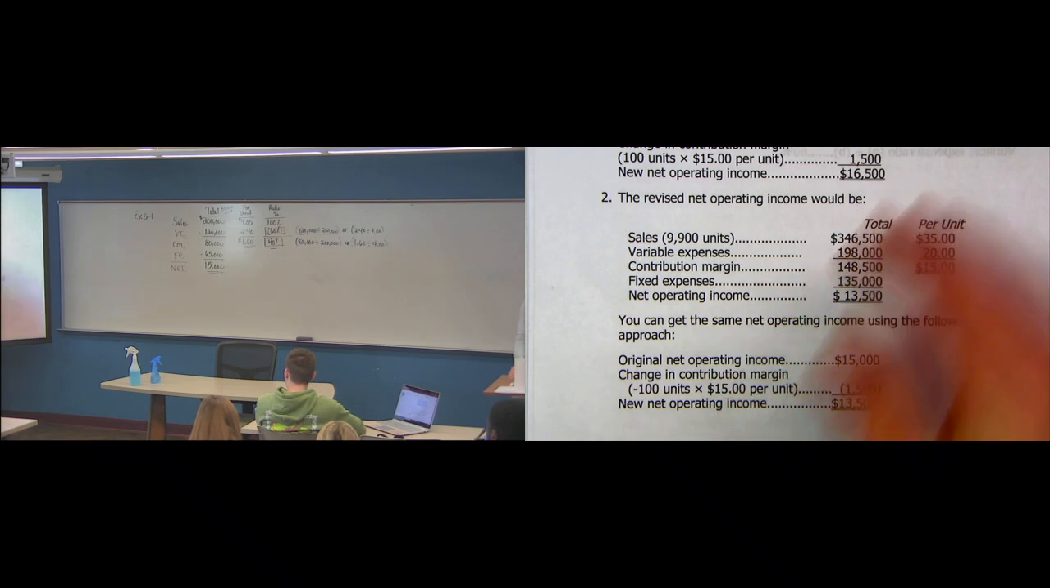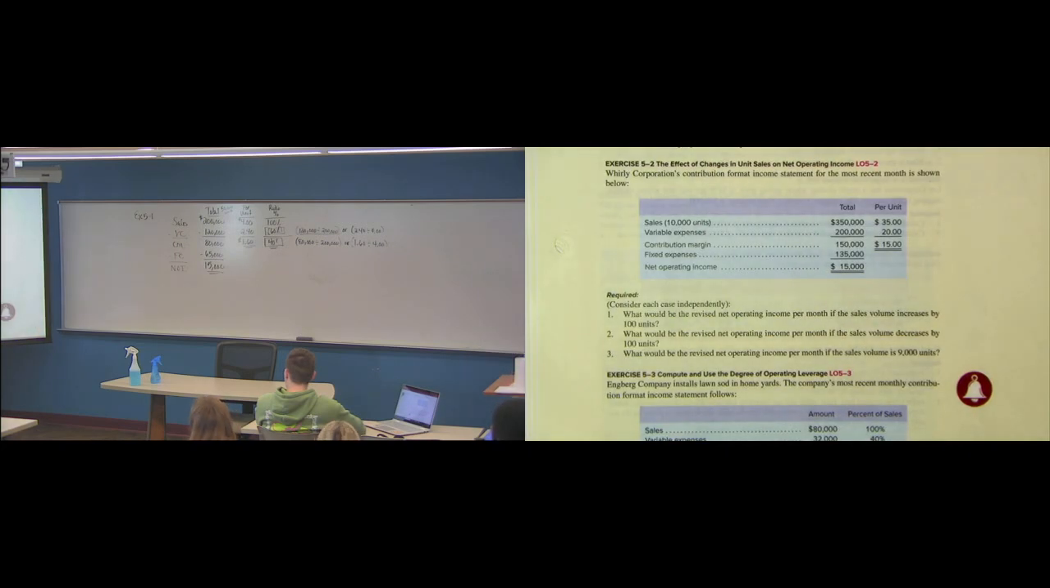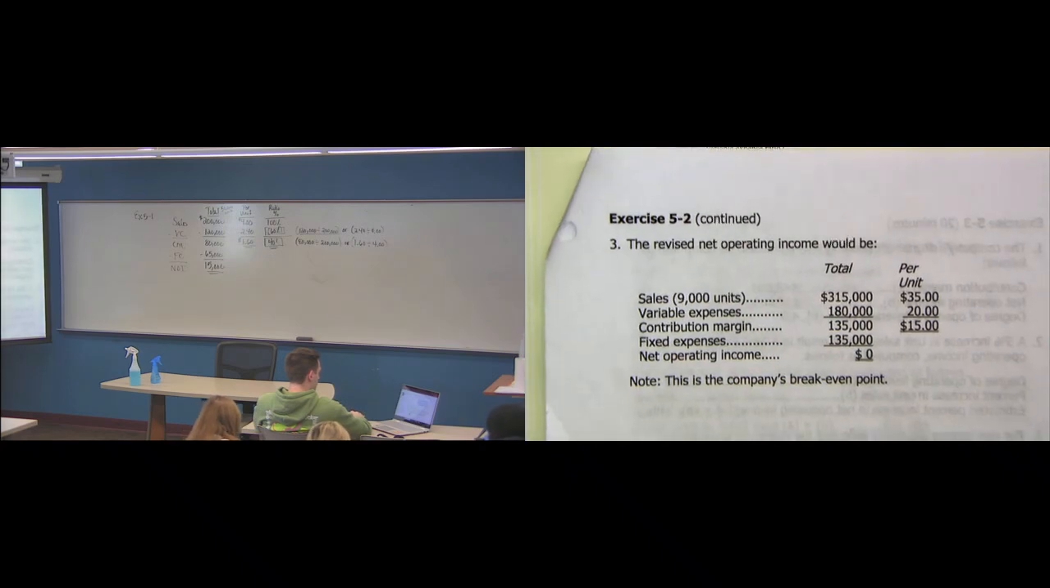Okay. So the last one, it says, what would be the revised net operating income if the sales volume was 9,000? What'd you get? 0. That is correct. And what do we call that? We're going to learn about that today, actually. That's break even. Yeah, so this is the company's break even point.